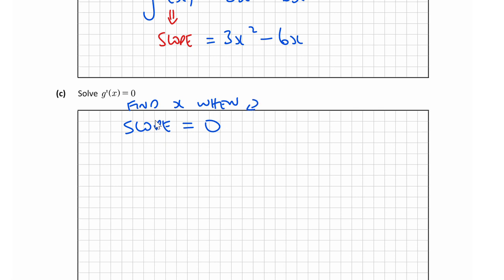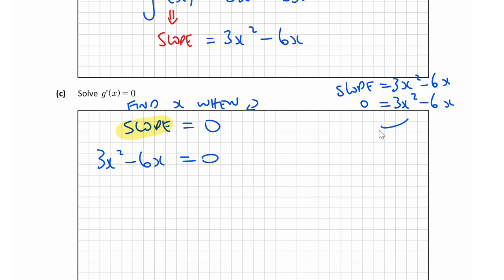When slope is 0. So I just said to you a second ago, we're after working out g dash of x, so we're after working out the slope. That is 3x squared minus 6x is equal to 0. Now a lot of you did this. A lot of you went, slope is equal to 3x squared minus 6x, and you said, oh, when the slope is 0. A lot of you did that. But all I'm asking you to do then is just turn them around. 3x squared minus 6x is equal to 0.